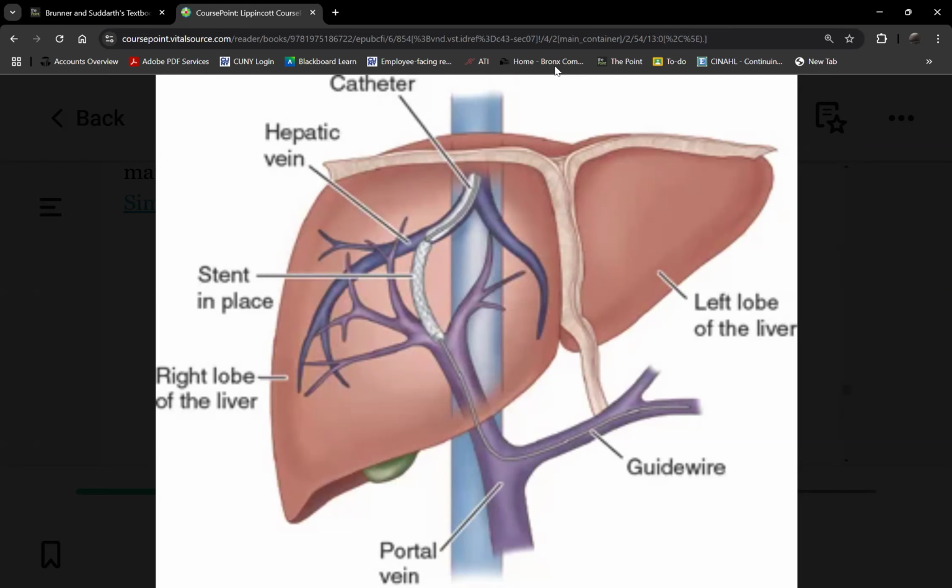In this procedure, since the liver has shrunk, basically, right? That's why there's congestion here, congestion here, congestion there. That's why I have ascites, I have edema in my legs.